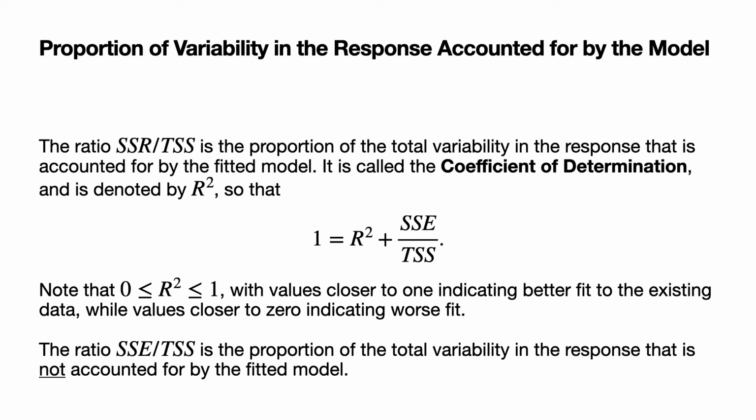Note that r squared will always be between 0 and 1, with values closer to 1 indicating better fit to the existing data, while values closer to 0 indicate worse fit. The ratio SSE over TSS is the proportion of the total variability in the response that is not accounted for by the fitted model.